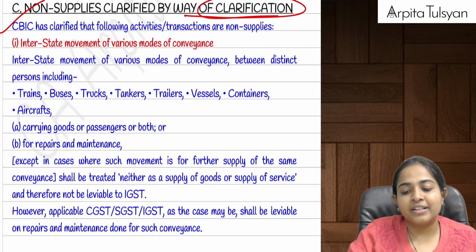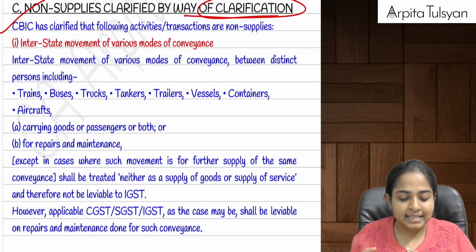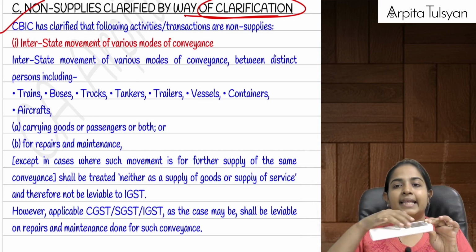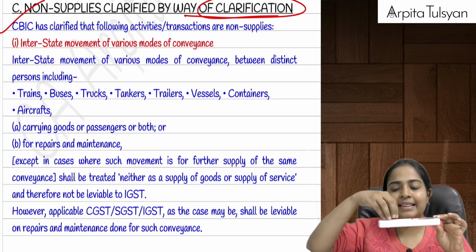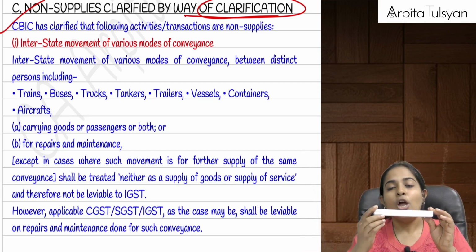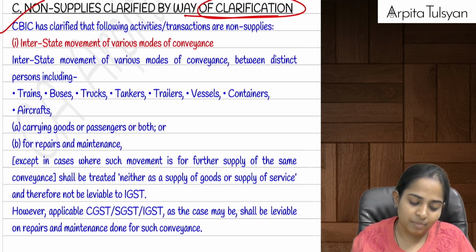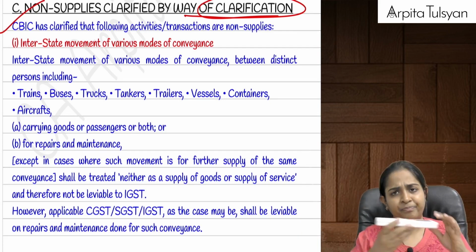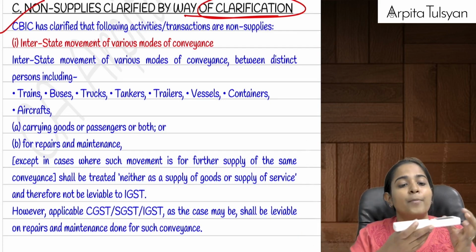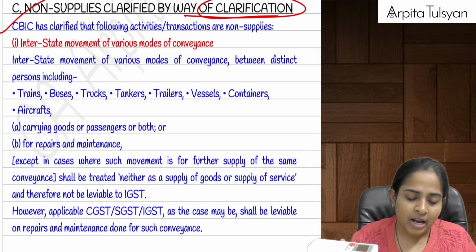Now, whenever there is interstate movement, let's say this is a bus and there are some passengers sitting here, and there are some goods also which is loaded. Transportation happens by way of goods also. This bus moves from one place to another, means it is providing transportation services to the passengers. Normally that is a supply.